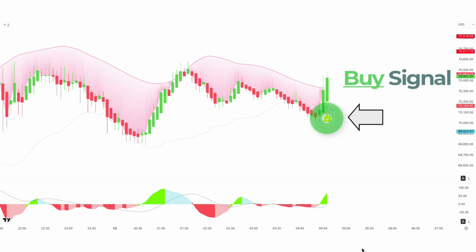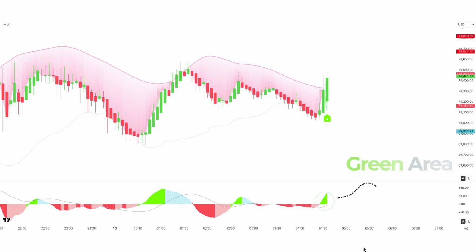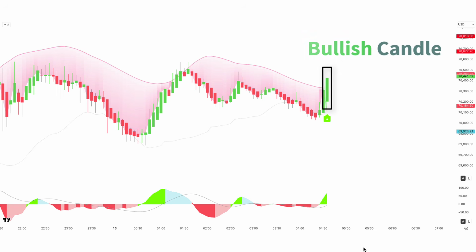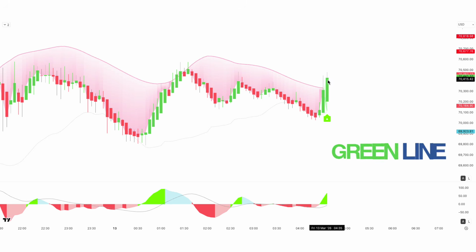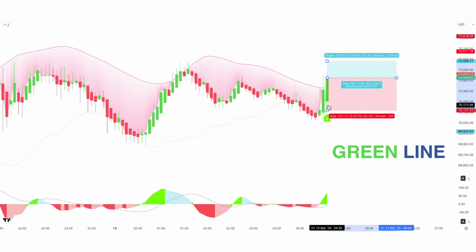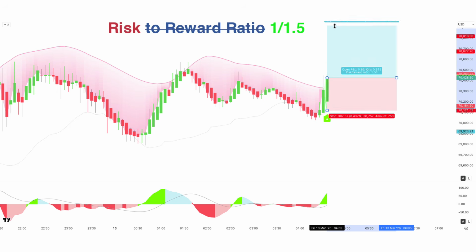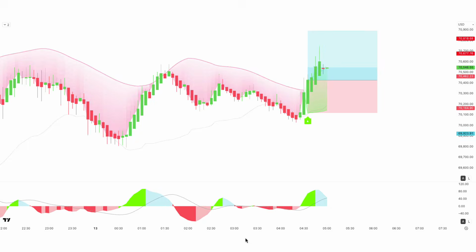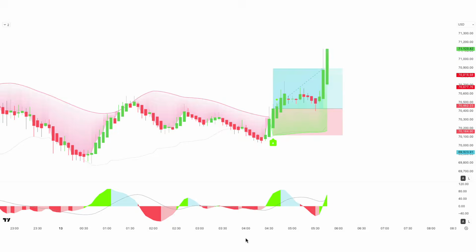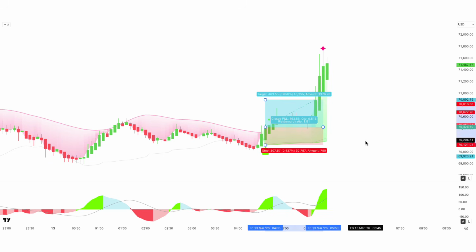Here, the dynamic trend pivots arrow of this indicator is a buy signal. Here, the adaptive MACD indicator shows a green area. Here, the market has made a bullish candle to give confirmation. So all our conditions are being fulfilled. So we are placing an order to buy. Our stop loss is to be placed at the green line, and the risk-to-reward ratio will be 1:1.5. Let's see what happens to our trade. We have won the trade. Let's find the next trade.